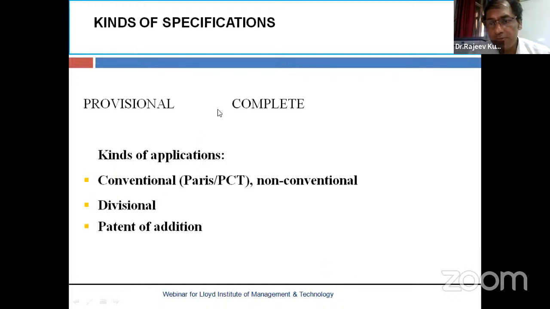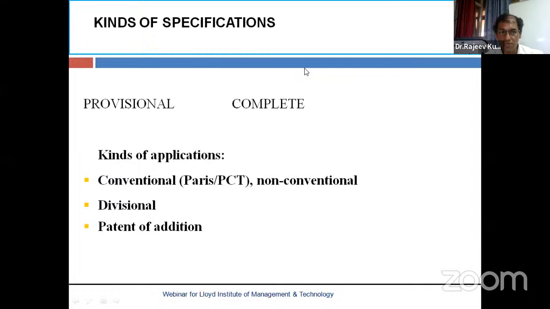Now, if I talk about the patent specifications, depending on whether you are filing a complete patent application or a provisional application, the specifications will vary. So here, if you see the specifications, they actually vary for provisional and for complete patent application. And also, what kind of applications are you filing?